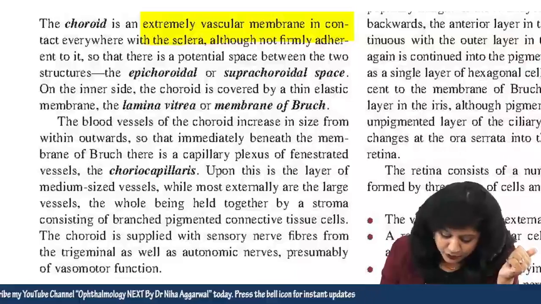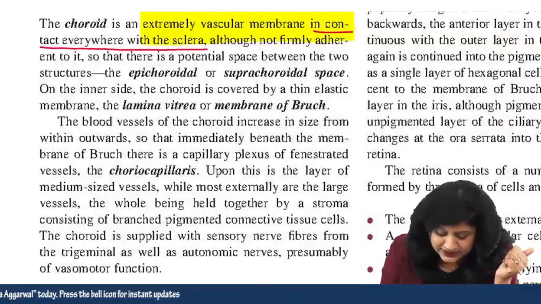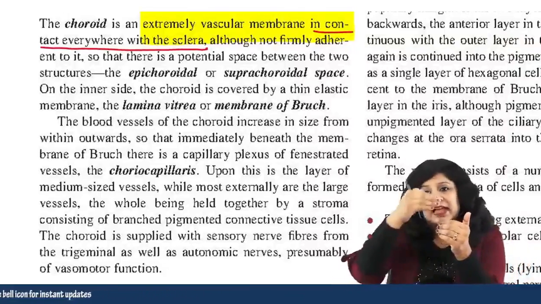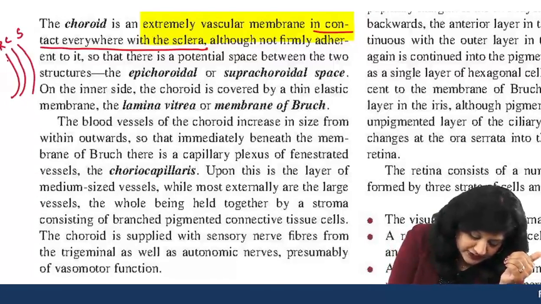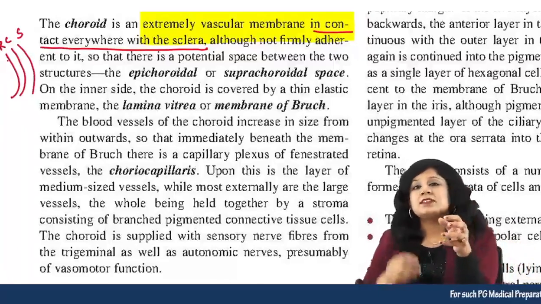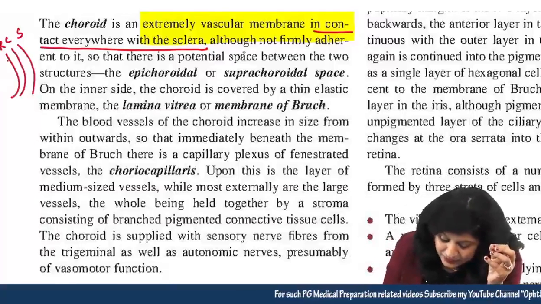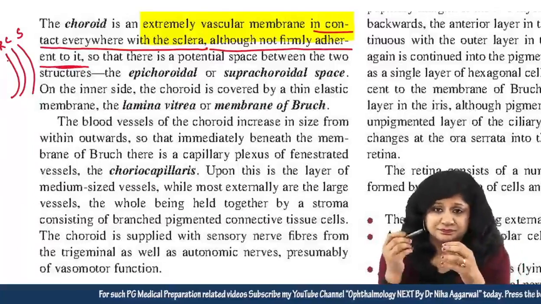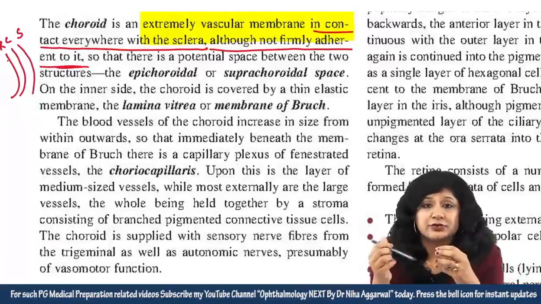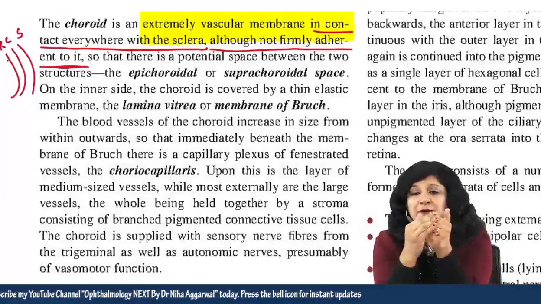This layer is in contact everywhere with the sclera. Now if you look at the different layers, we have the retina, then the choroid, and then the sclera. So most of the places the choroid remains in contact with the sclera, although not firmly adherent to it.